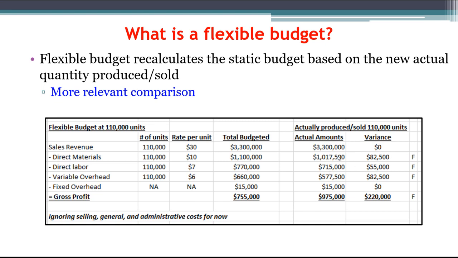They were unfavorable before. Now when we revise the budget, we realize, hey, we would have reasonably expected them to have 1.1 million of materials and 770,000 of direct labor, but guess what? They actually came in a little bit less than that. So now our discussion with that production manager would go differently. We'd say, good job managing your costs. You were less than what we expected at this higher level. Of course, fixed overhead may or may not have a change, but it would have nothing to do with the different activity level.